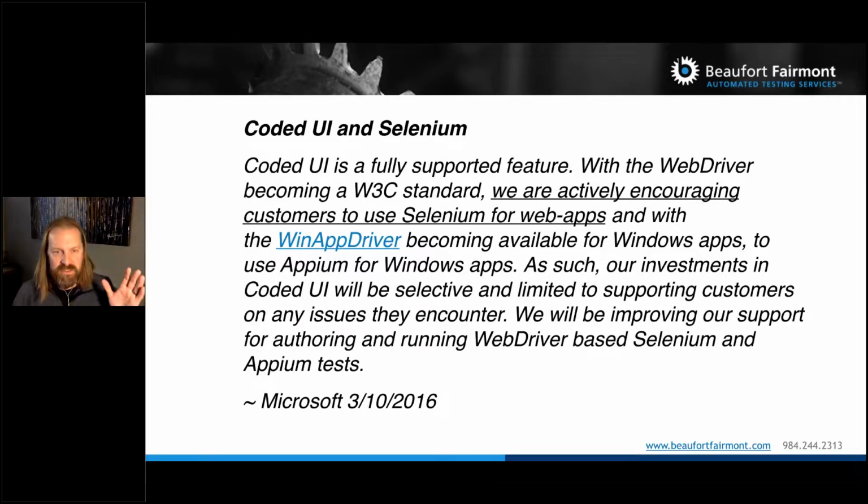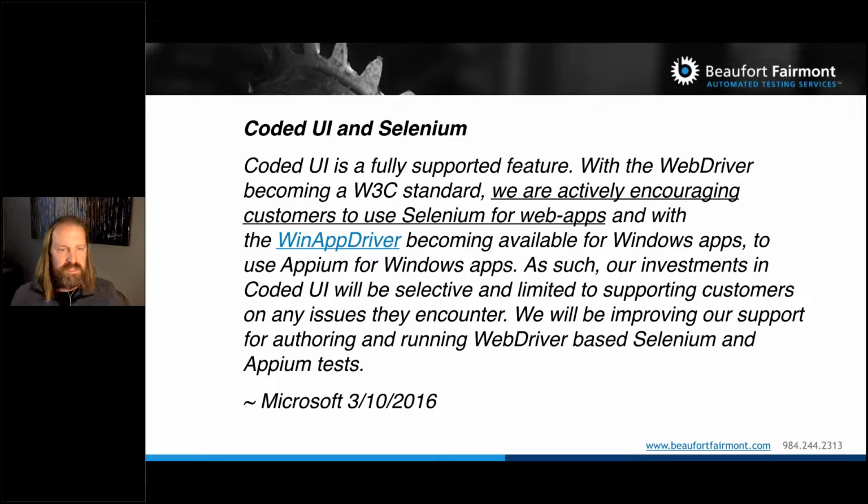Let me help you parse this if you're not catching the drift here. There's a lot of hedging in the first sentence that I read. Our investments in CodedUI will be selective, so they're hedging on that word, and limited. So they're not going to do any work that's new with CodedUI. They're going to limit it to supporting customers. And what happens when we limit a product to supporting customers? That just becomes a cost center and someone wants to cut it out. So this will be end of life at some point.